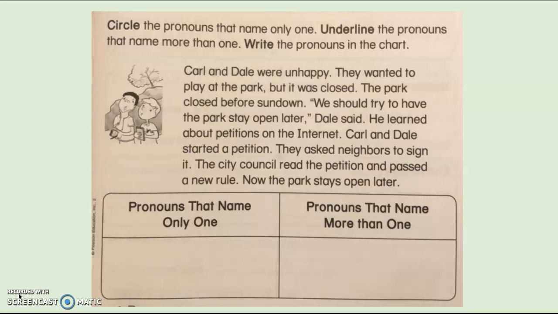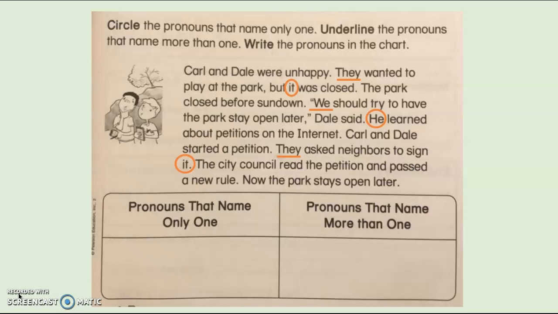Okay, I'm going to continue. So, Carl and Dale were unhappy. They wanted to play at the park, but it was closed. The park closed before sundown. "We should try to have the park stay open later," Dale said. He learned about petitions on the internet. Carl and Dale started a petition. They asked neighbors to sign it. The city council read the petition and passed a new rule. Now the park stays open later.